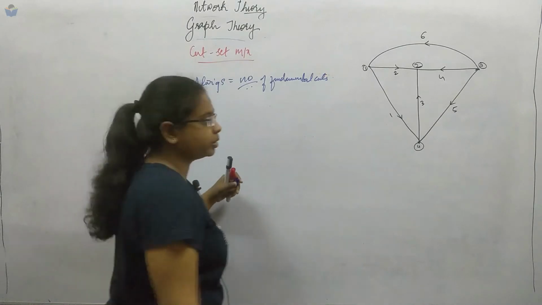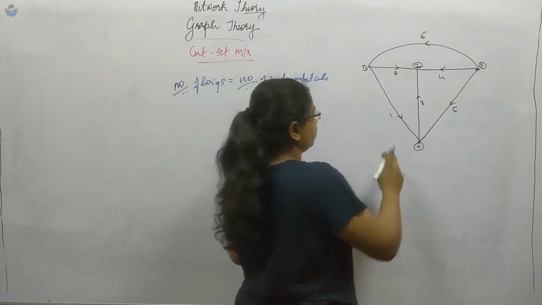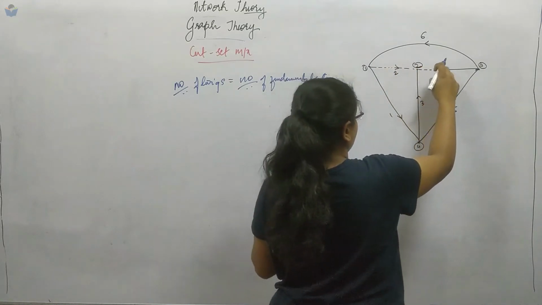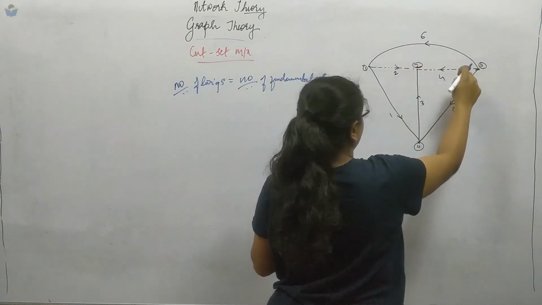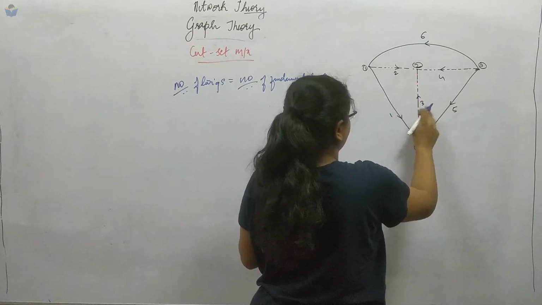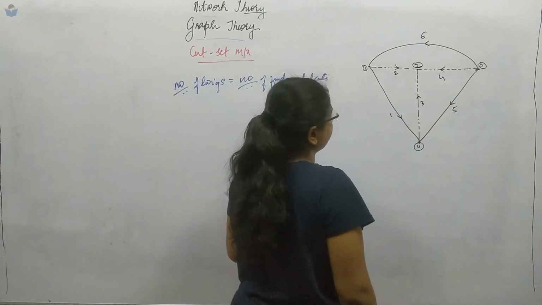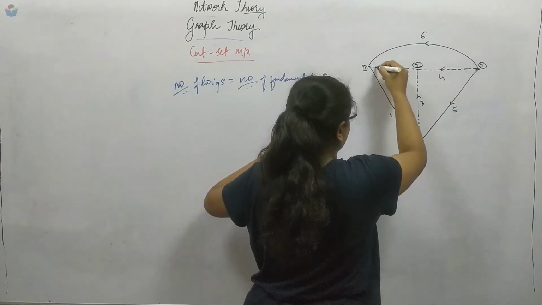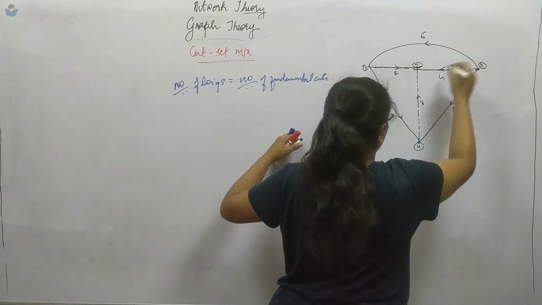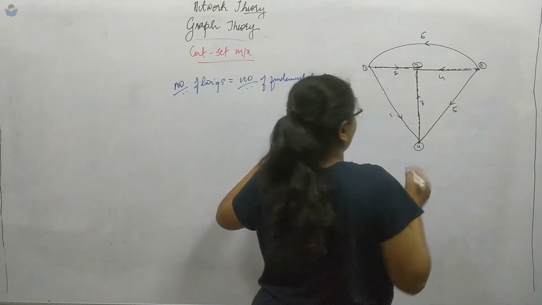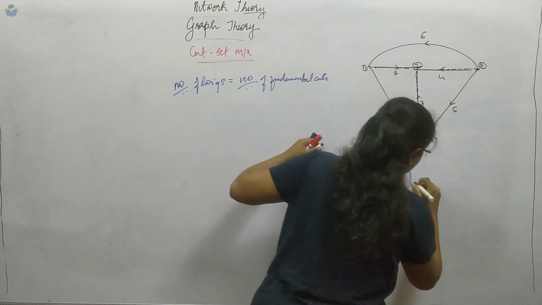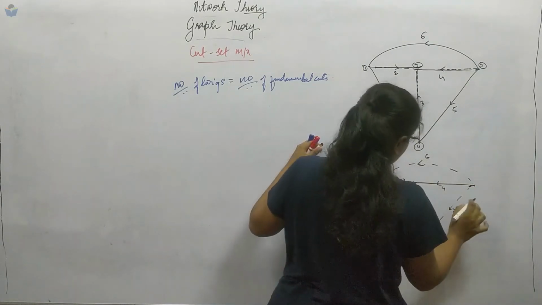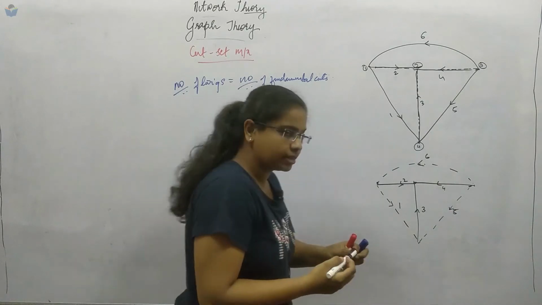Now what do we mean by fundamental cuts? We will see. First we will draw the twigs over here. Solid lines are basically the twigs themselves. So this is a twig with the solid line. Don't get confused. I'll draw it over here itself. So the solid lines are twigs.